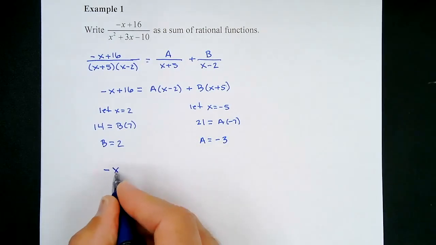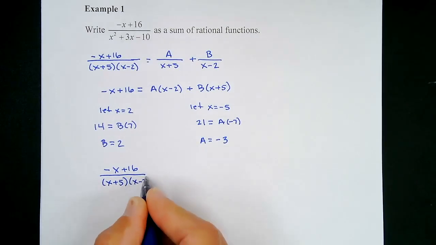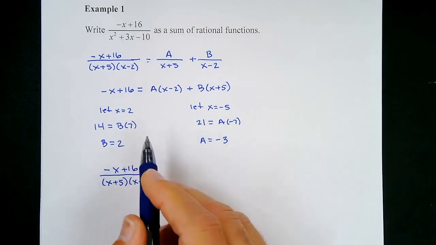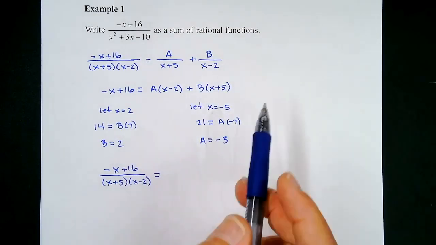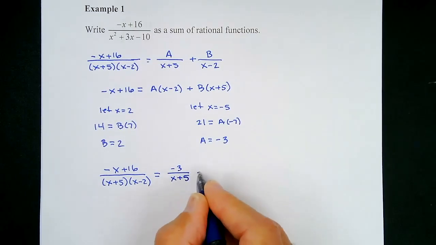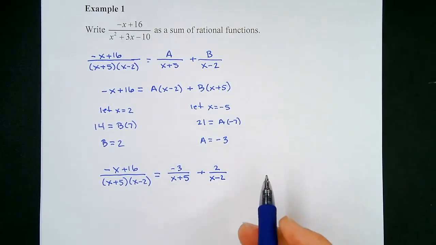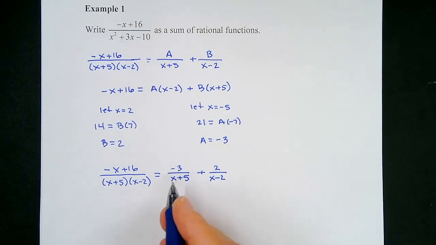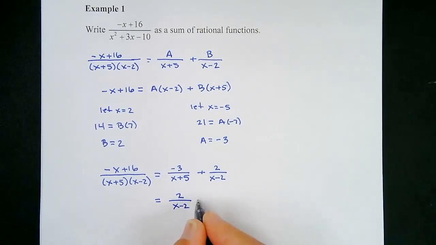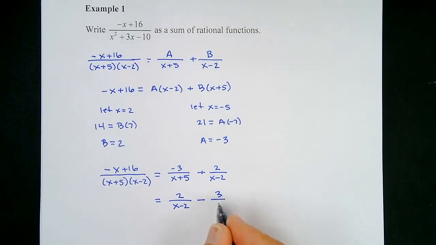So what that means is negative x plus 16 over x plus 5 times x minus 2 is exactly the same as negative 3 over x plus 5, and then plus your B, which is 2 over x minus 2. Now, another way you could write this, because this one's negative, is you could write this one first, as 2 over x minus 2, and then minus, and then this becomes a 3. So we basically drop the negative down and make it a subtraction: minus 3 over x plus 5. And that way your numerators will be positive.